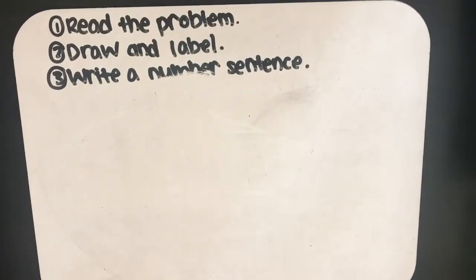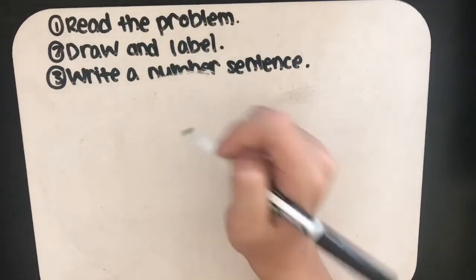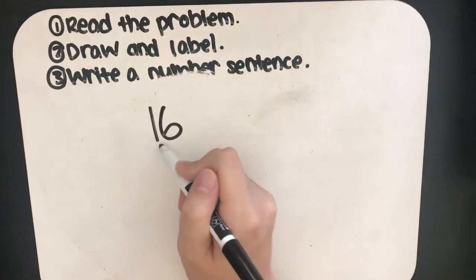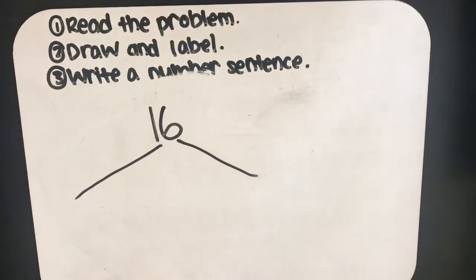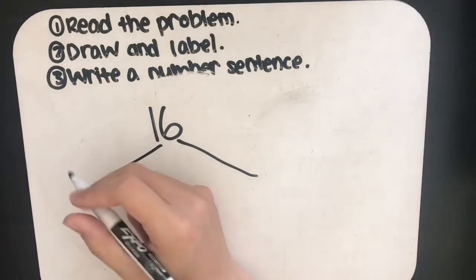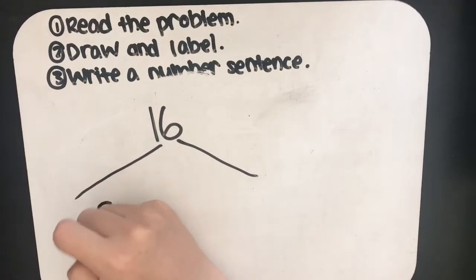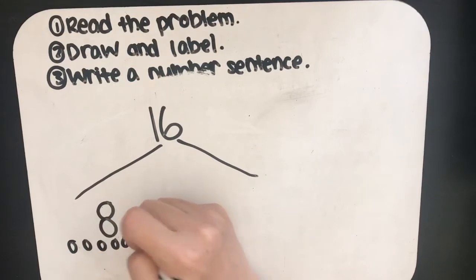The word problem said that there were 16 strawberries in a basket for Peter and Julio. So that's how many strawberries that we had in all. Now we have to figure out our parts. It said Peter ate 8 strawberries, so that sounds like our first part. 8. 1, 2, 3, 4, 5, 6, 7, 8.